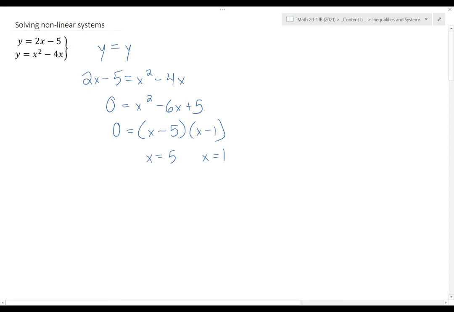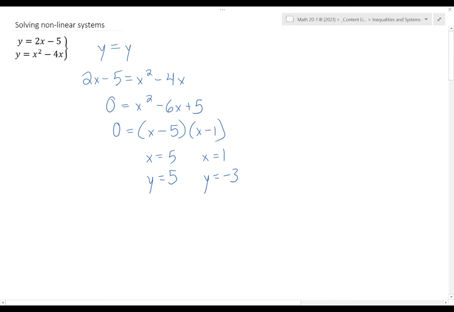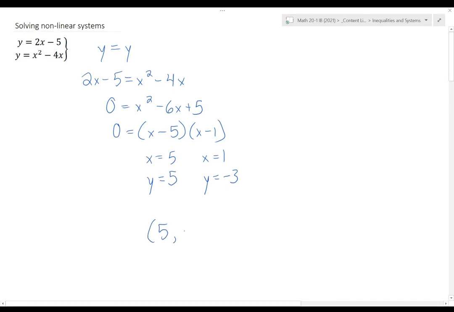But that's not the whole answer, because we also do need to consider what are the y values associated with these, and for that you could actually use either of the original equations. So if x equals 5, then y equals 2 times 5 minus 5, or 5 squared minus 4 times 5, either of which would give me 5. And if x equals 1, then y equals 2 times 1 minus 5, which is negative 3, or 1 squared minus 4 times 1, which is also negative 3. So what this means is that my 2 points of intersection are (5, 5) and (1, negative 3).